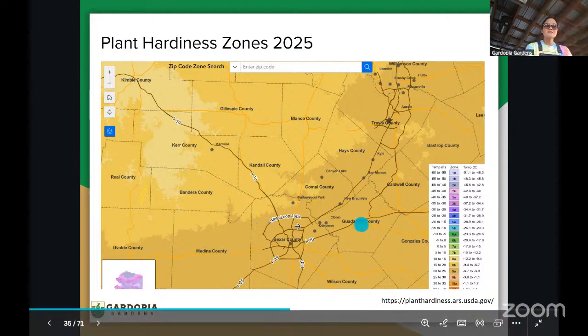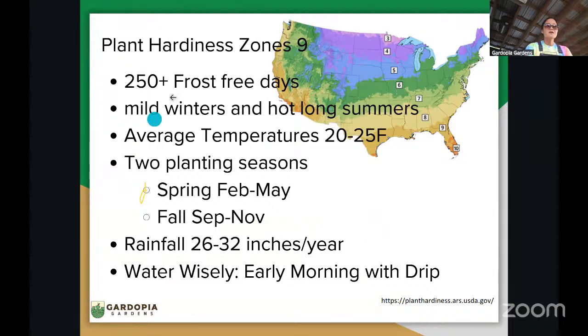And for zone 9, I know it's kind of crazy to see. This is what they categorize zone 9 as, right? We get over 250 frost-free days. For those of you who have peach trees that need a certain amount of frost hours, that's being a little bit reduced. There's a peach tree that I have, it's not the La Felicia, don't worry, that needs over 900 hours of frost or freezing temperatures. And so we don't get that. Yeah, we definitely don't get that.